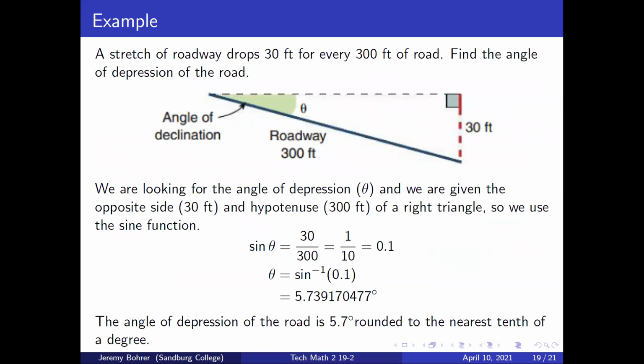A stretch of roadway drops 30 feet for every 300 feet of road. Find the angle of depression of the road. We are looking for the angle of depression theta, and we are given the opposite side, 30 feet, and hypotenuse, 300 feet of a right triangle. So we use the sine function. Sine of theta is 30 over 300, which is 1/10, or 0.1. So theta equals the inverse sine of 0.1, which is about 5.739 degrees. The angle of depression of the road is 5.7 degrees when rounded to the nearest tenth of a degree.